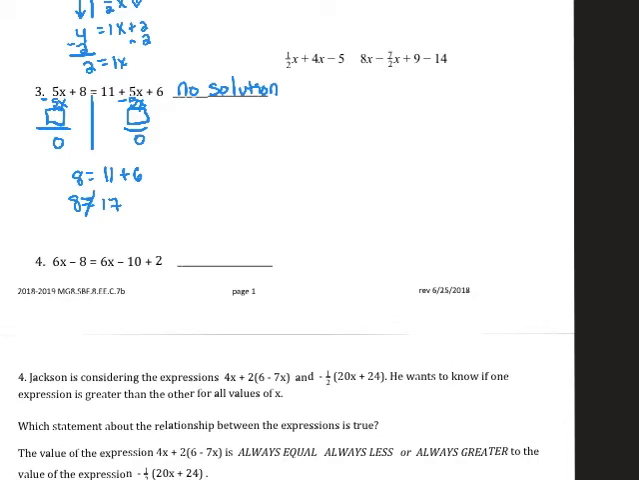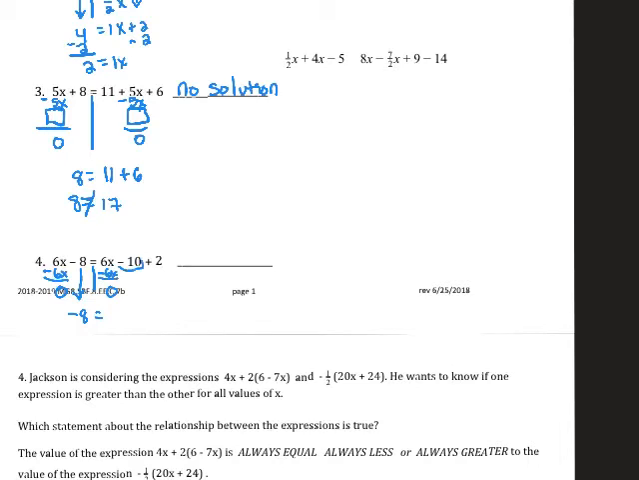Okay, let's take a look at the next one. Again, we see that there is a 6x on both sides. So if I subtract 6x and subtract 6x to keep the balance, again, my variables are going to zero out. So what does that leave me with? Well, it leaves me with negative 8 is equal to, what is negative 10 plus 2?